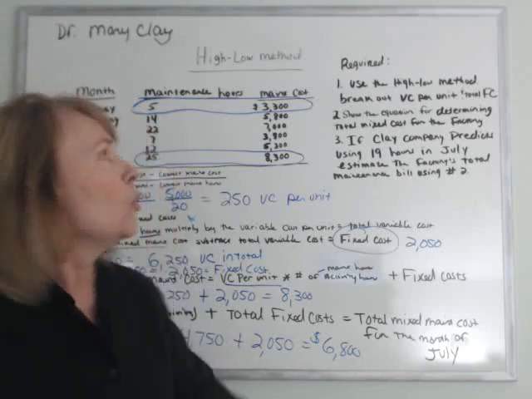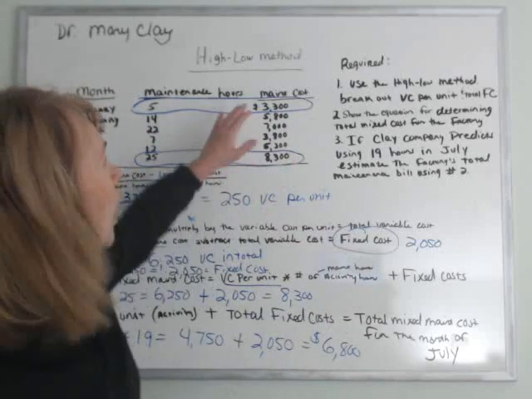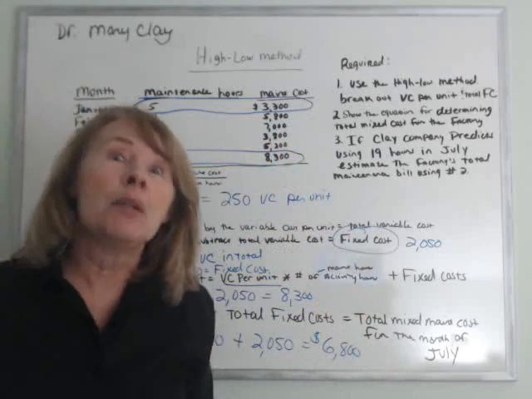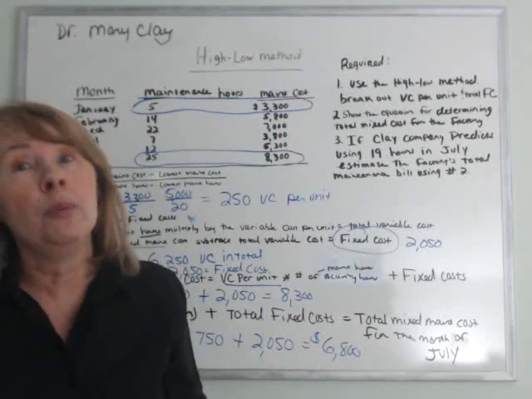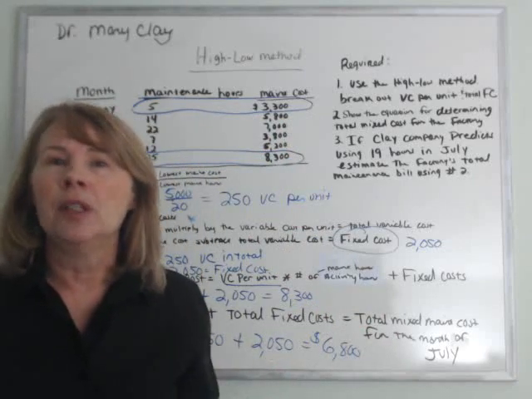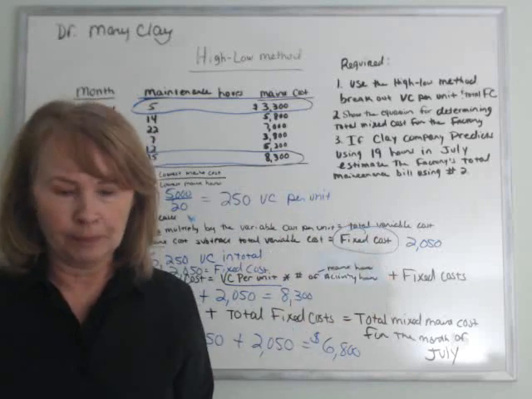One more time, you're just trying to predict. You don't know of this total. You don't know how much is fixed. You don't know how much is variable. You're just going to break it out. You're going to use the high. You're going to use the low.